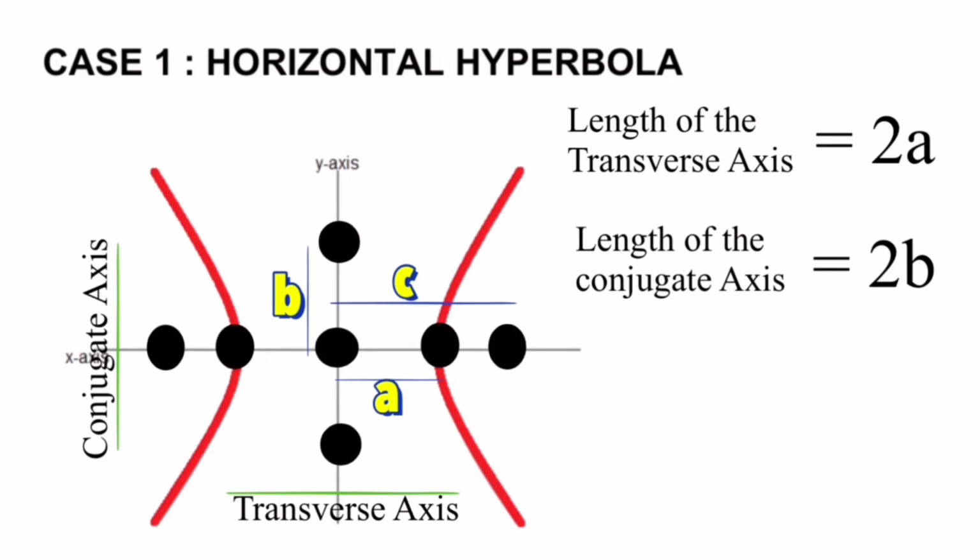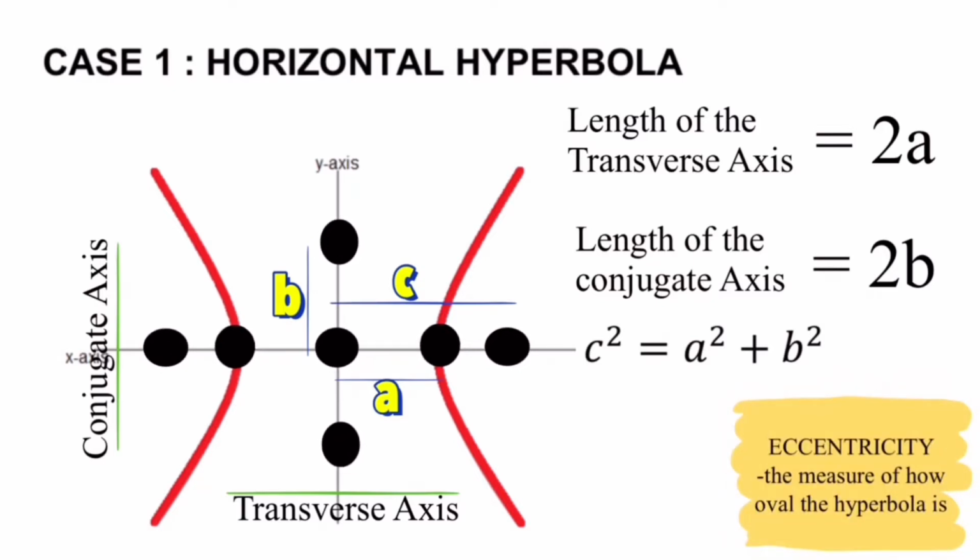Now, the equation that relates all these three lengths, a, b, and c, is c squared equals a squared plus b squared. We also have another quantity called eccentricity. Eccentricity is defined as the measure of how oval the hyperbola is. And the formula for the eccentricity is c over a. Now, we remember that eccentricity for a hyperbola is always greater than 1.